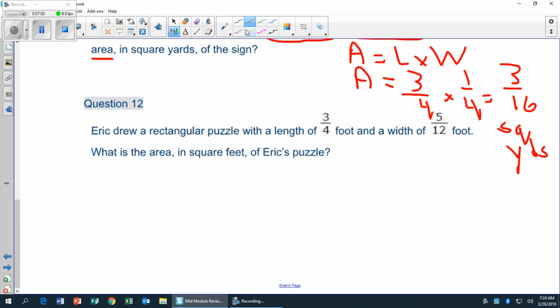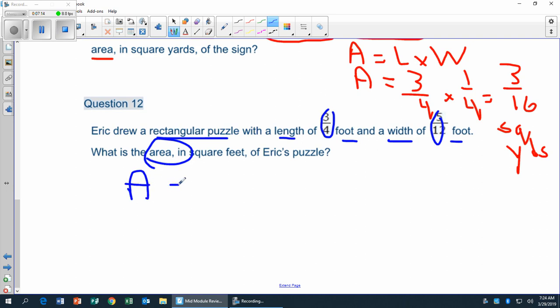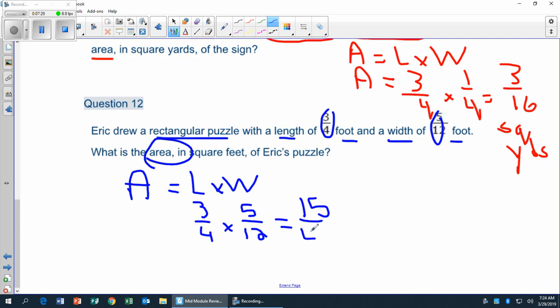Next question. Back to area, we have a rectangular puzzle. The length is 3/4 of a foot. The width is 5/12 of a foot. What's the area? So once again, we write our formula. And we know that our length is 3/4 and our width is 5/12. And we end up with 15/48. And we're square because it's area. And we're talking about feet. Square feet.